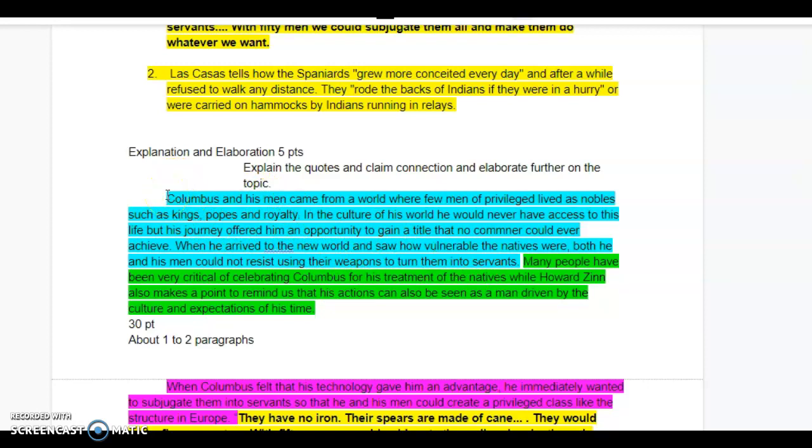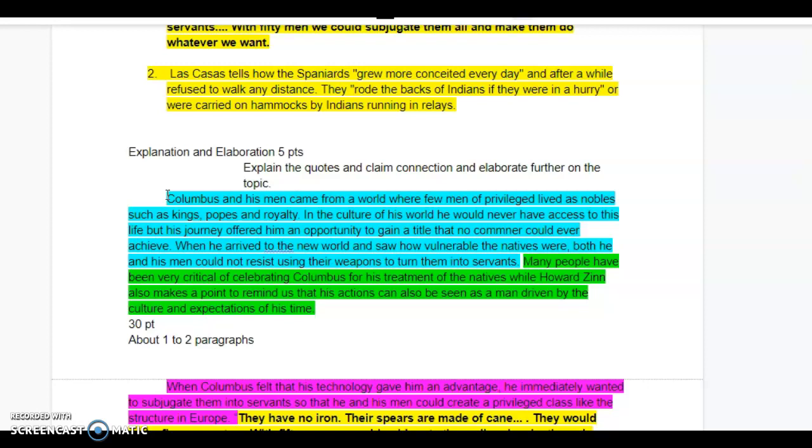Columbus and his men came from a world where few men of privilege lived as nobles, such as kings, popes, and royalty. In the culture of this world, he would never have access to this life, but his journey offered him an opportunity to gain a title that no commoner could ever achieve. When he reached the New World, he saw how vulnerable the natives were. Both he and his men could not resist using their weapons to turn them into servants.